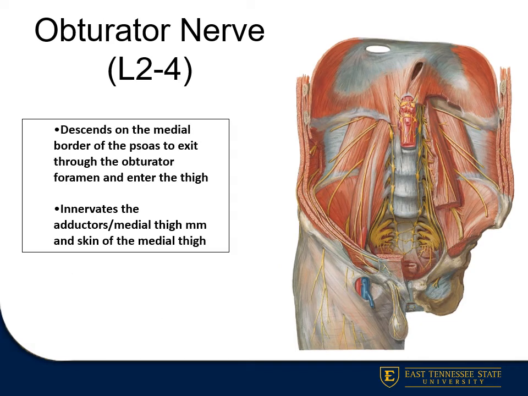Now the obturator nerve, which consists of spinal segments L2, 3, and 4, also sits on the medial border or the medial aspect of the psoas muscle and courses inferiorly. So this one's fairly easy to find too, and not quite as big as the femoral nerve, but still fairly large and easy to find. Again, it descends on the medial border of the psoas. It exits through the obturator foramen and enters the thigh, and in the thigh you will learn that it innervates all the adductor muscles, or all the medial thigh muscles, as well as some skin of the medial thigh.